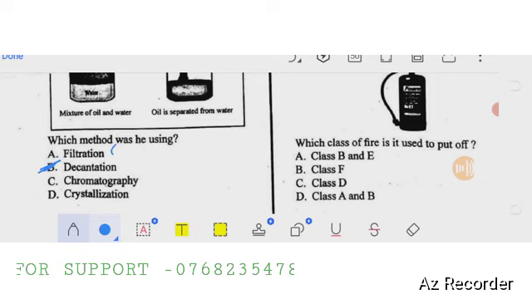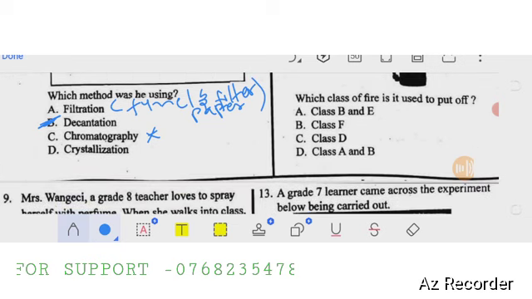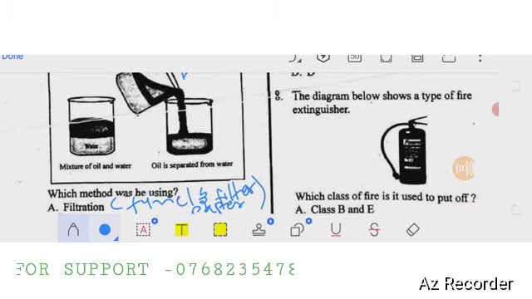Filtration, they use a funnel and filter paper. Chromatography is so different. They use a paper chromatogram, which can be circular or rectangular. Crystallization is where a liquid is heated to saturation, then it's left to cool for crystals to form. So automatically the answer becomes decantation.